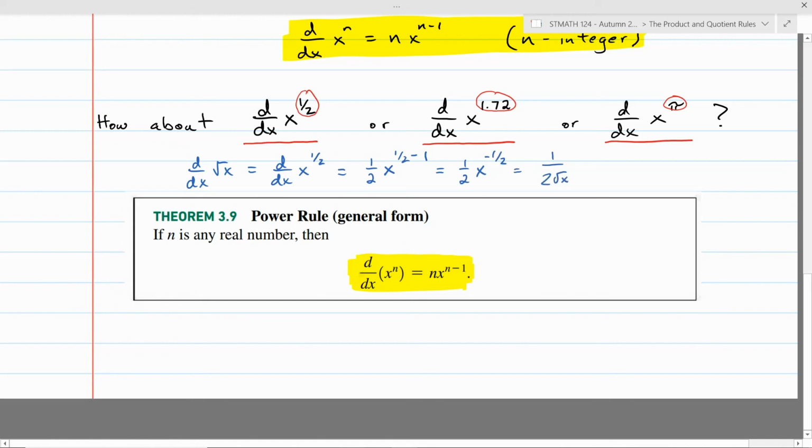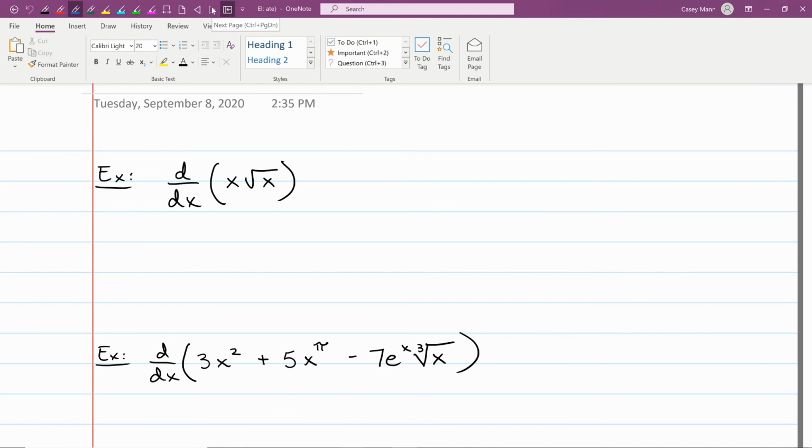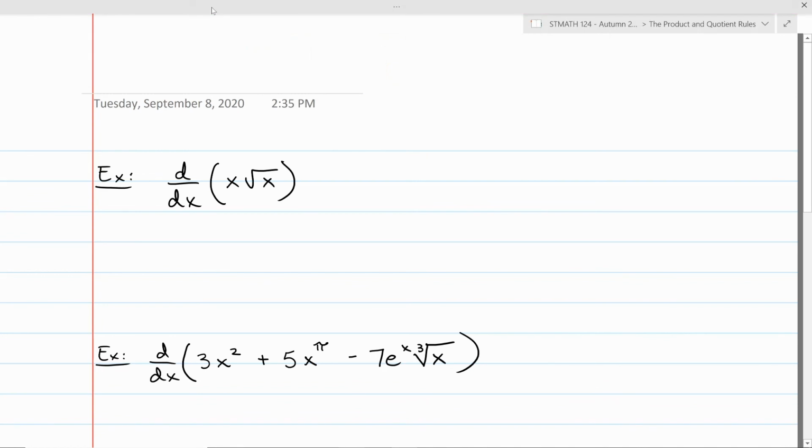So now this general form of the power rule tells us how to differentiate basic radical functions, like cube root of x, fourth root of x, whatever root you want. Or it could be something like x to the 7/3 power. So the power rule has become very powerful. Okay, so a few examples of using our newly empowered power rule.